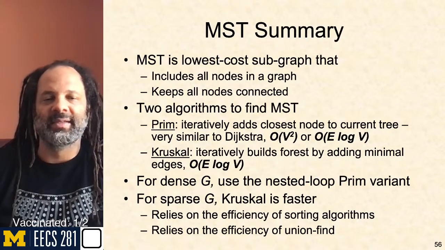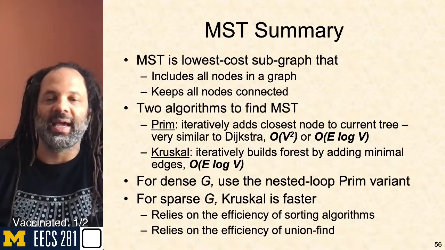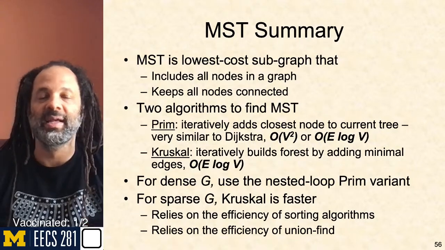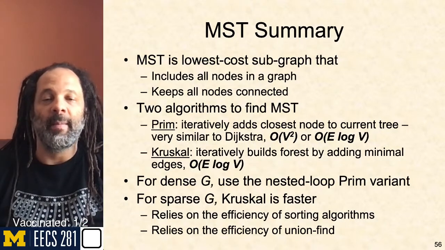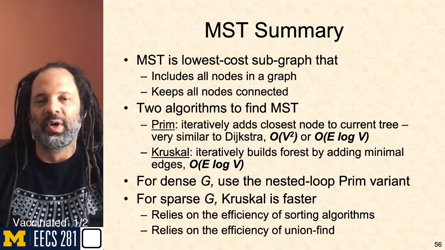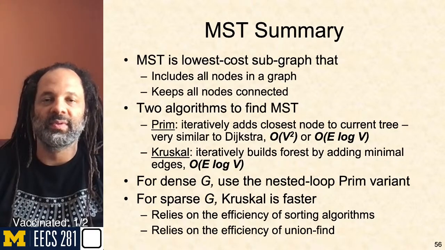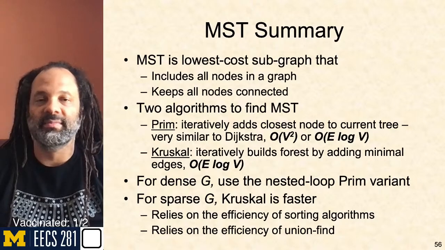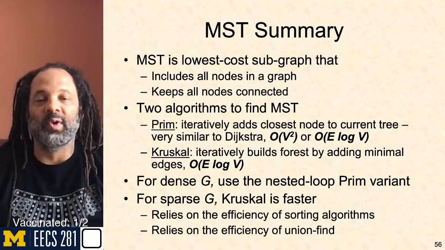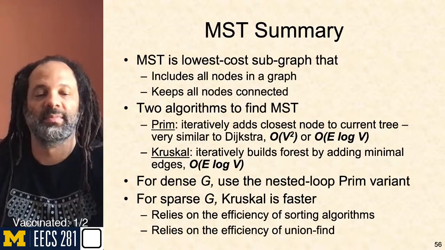I think more often than not, Kruskal's ends up being faster, because it relies on how efficiently you can sort things and how efficiently you do union find. So there's some tweaks going on in there. But if it comes down to which one should I use, there's no real good tie break for sparse Prim's and Kruskal's. They're the same big O. But if you're going dense, definitely use the nested loop Prim's.